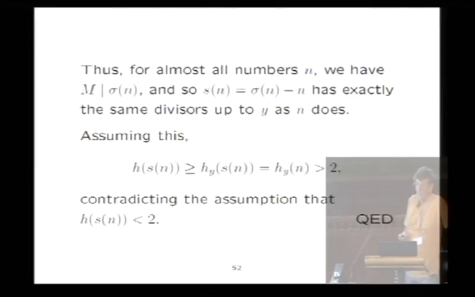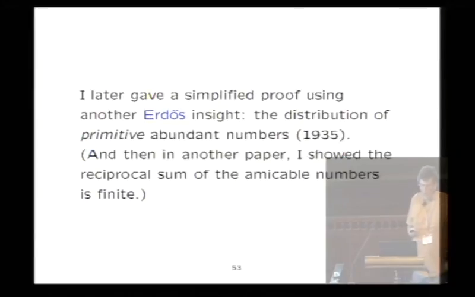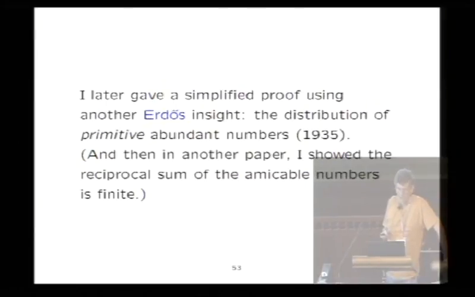And so this shows that the set of n's that we're considering are all in these small exceptional sets that we were throwing away. And it proves that the amicable numbers have asymptotic density 0. So I wanted to give one example of an Erdős proof in this subject, and I like this example. I later gave another proof of amicable numbers having density 0 using a much earlier paper of Erdős written in 1935 on primitive abundant numbers. And still another paper, I used another method, and I showed that the reciprocal sum of the amicable numbers is finite.